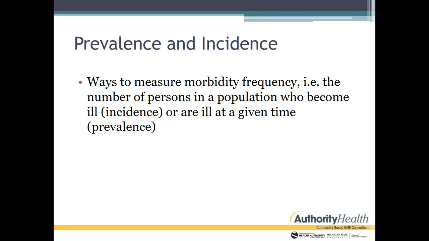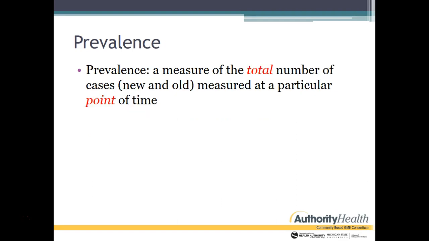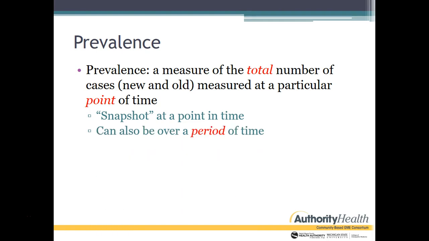Prevalence and incidence are ways to measure morbidity frequency, i.e. the number of persons in a population who become ill, which is known as incidence, or are ill at a given time, which is known as prevalence. We'll start with prevalence. Prevalence is a measure of the total number of cases, and that includes new and old cases, measured at a particular point in time, and this is known as point prevalence. It gives you a snapshot of a disease process. You can also measure period prevalence, which can be over a period of time, but we're not going to go over that in any detail.